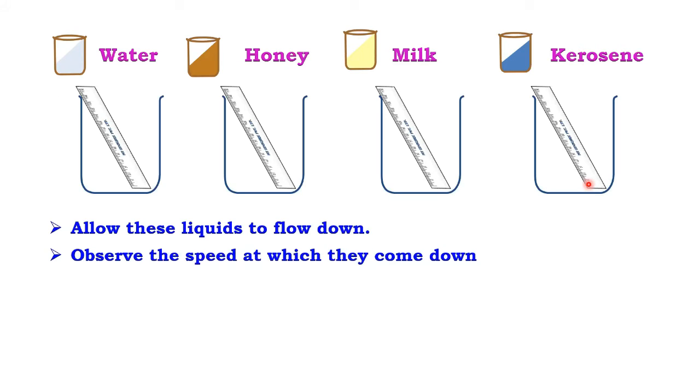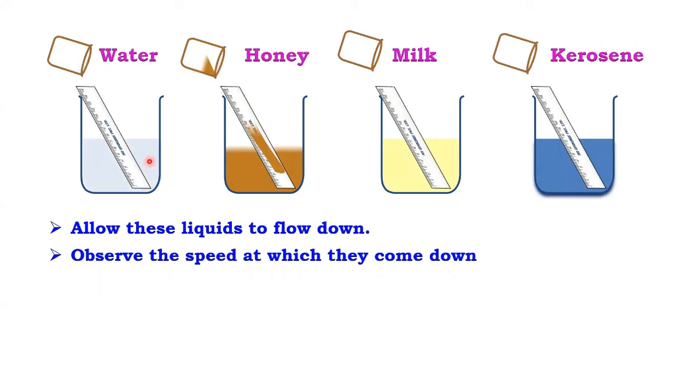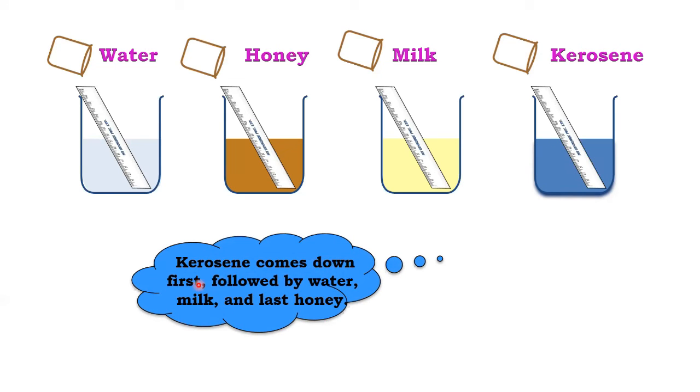The more the thickness, the slower the rate of flow, and the less the thickness, the greater will be the rate of flow. Once you pour it down into each of the containers, you will see that kerosene has reached much faster, and then you have water, then you have milk, then you have honey. It means the least thick liquid over here is kerosene, and the most thick liquid is honey, correct? So kerosene comes down first, followed by water, then milk, and then last honey.